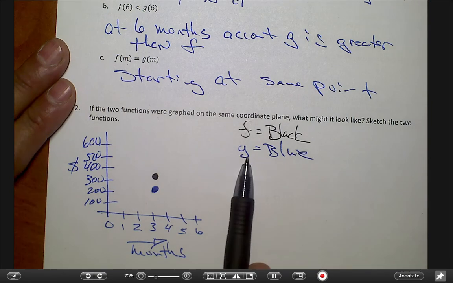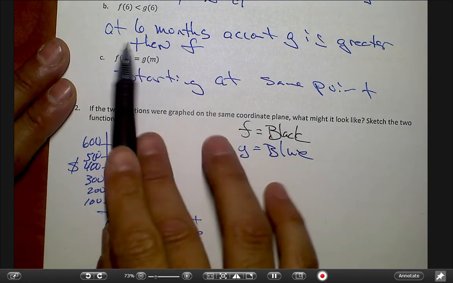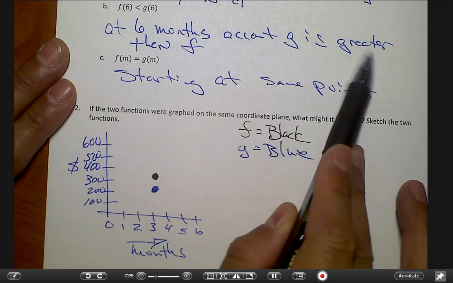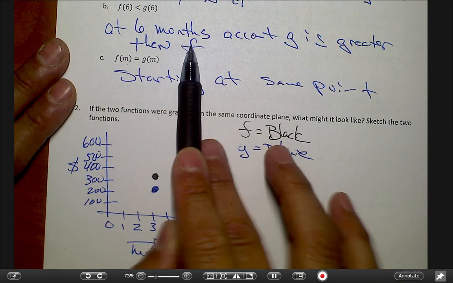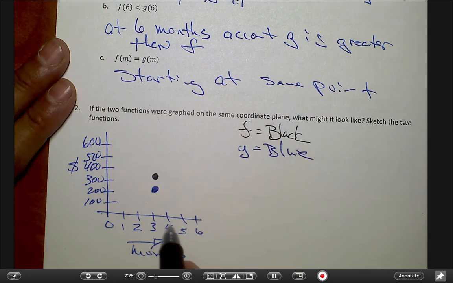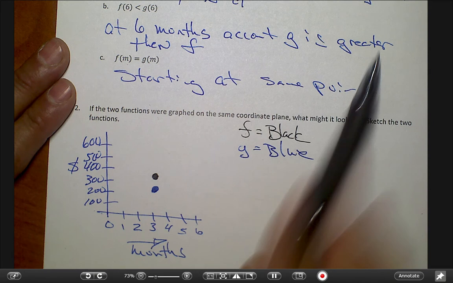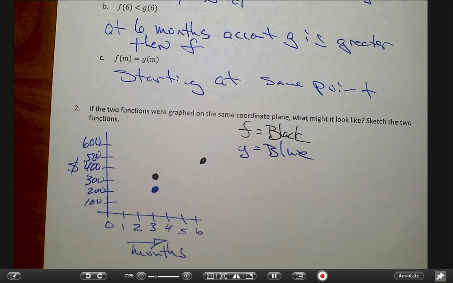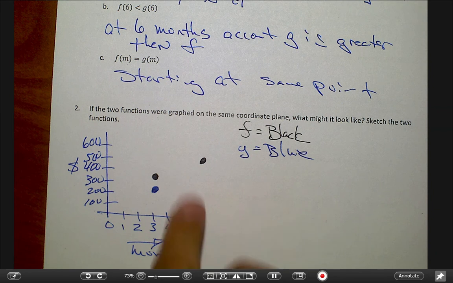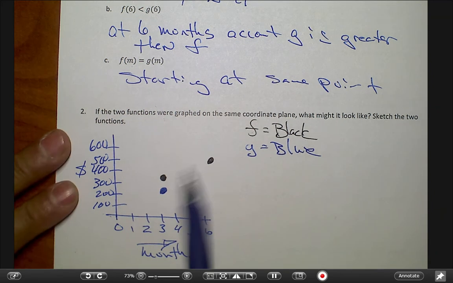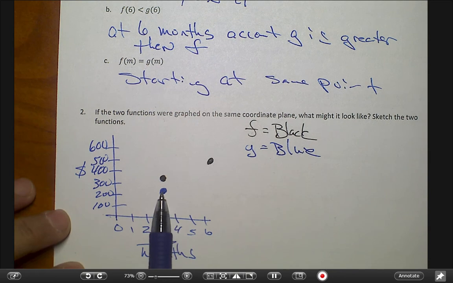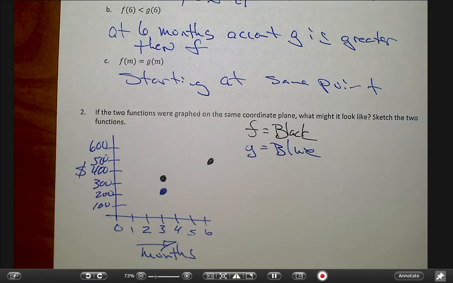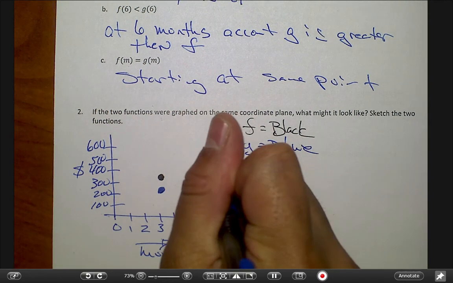Okay? So now the next one says at 6 months account g is greater than f. So I'm going to put a point for f at 6 months. I'm just picking a number. All I know is all the accounts are going up. So I'm just going to make this one go up here. And where does the blue one have to go? On top, right? Because it's greater. It's some point up here.